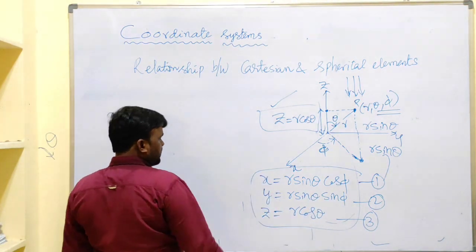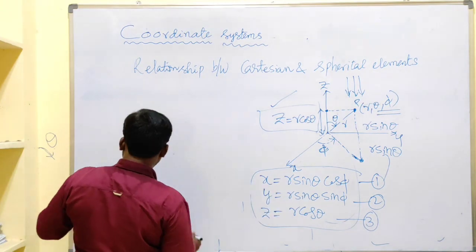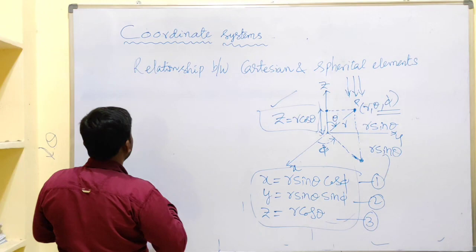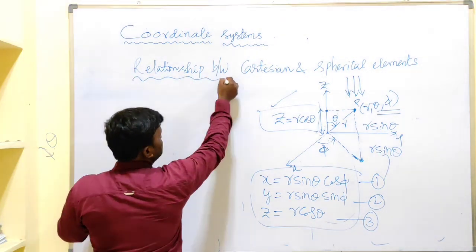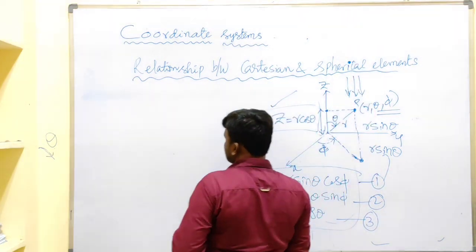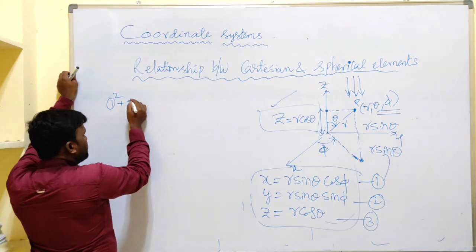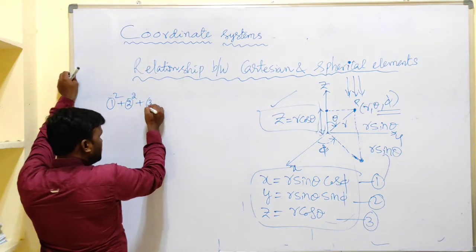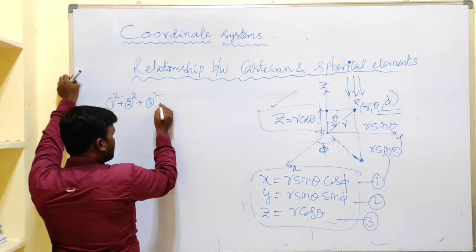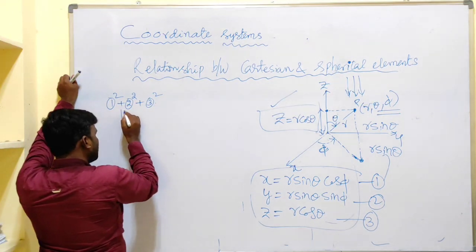Okay, pi should be in terms of these elements x, y, z. Now if I take equation 1 square plus 2 square plus 3 square, this is about the relationship between Cartesian and spherical elements. Here, 1 square plus 2 square means equations only, these are not numbers. So 1 square plus 2 square plus 3 square implies what? On the left hand side, this gives what?